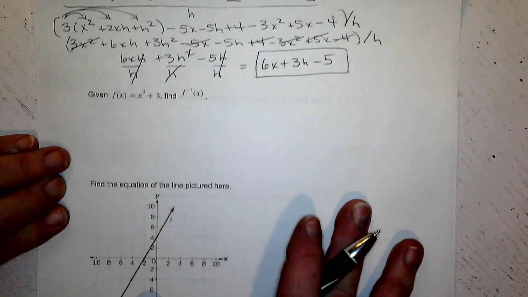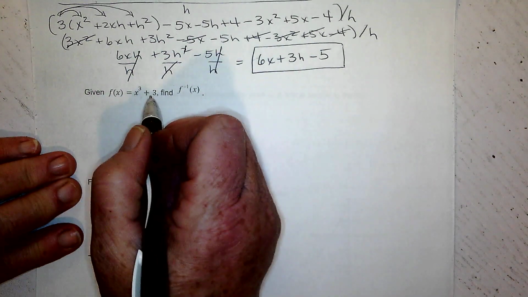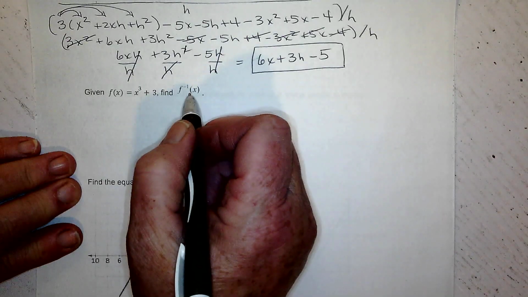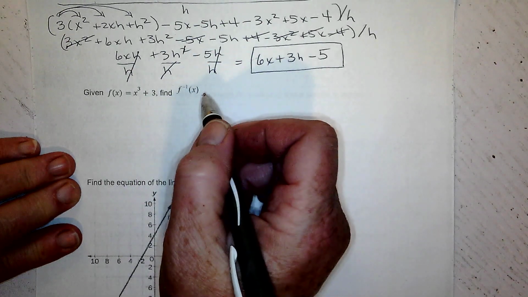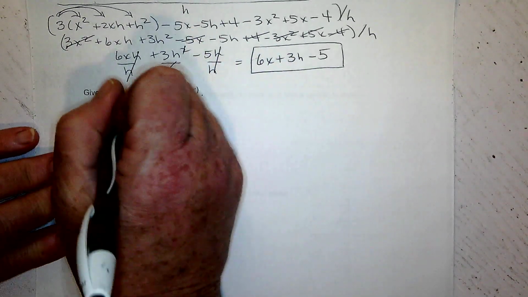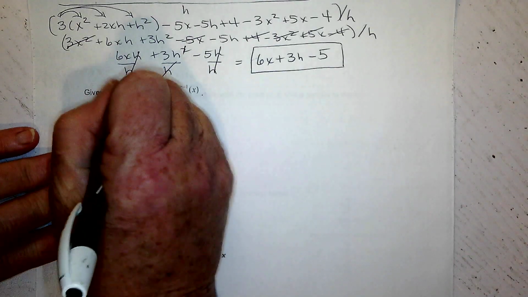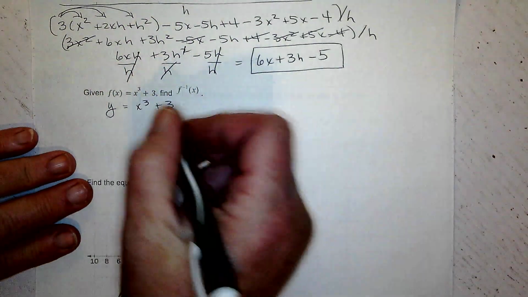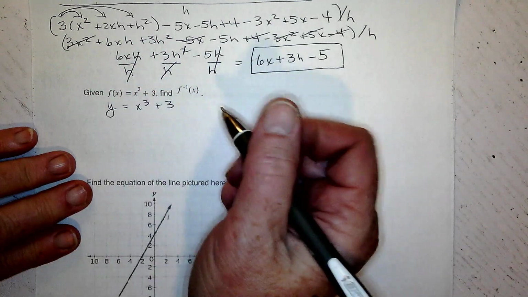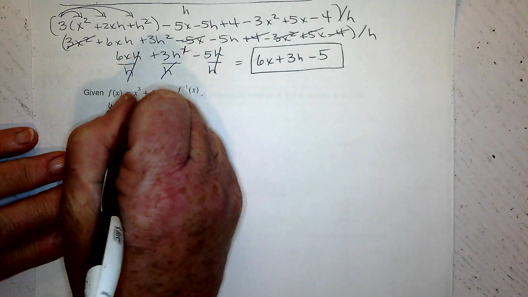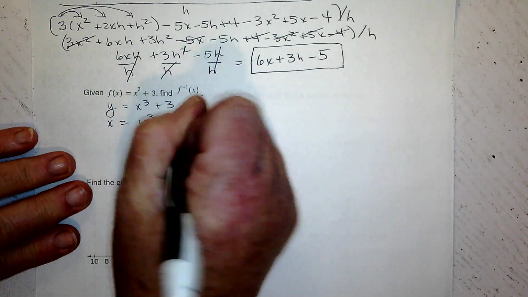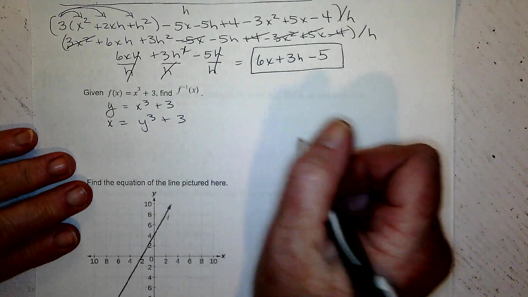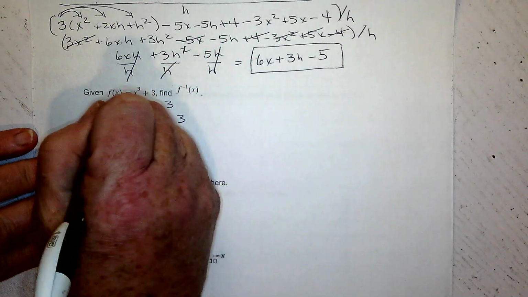Last one for this video. Take the function and find its inverse. So to find the inverse, we need to substitute y for f of x. Step 1. Step 2 is to switch places with my x's and y's. So x is equal to y cubed plus 3. Next, you need to solve for y. Subtract 3 from both sides.